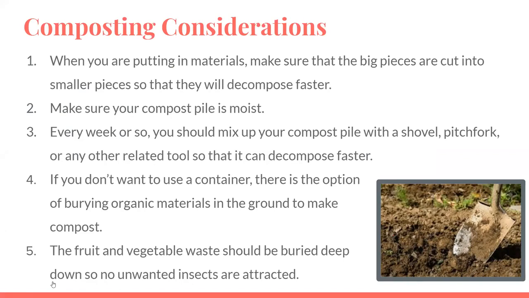so it can decompose faster. If you don't want to use a container, there's also an option to bury organic materials in the ground to make the compost. If you want, you can go ahead and do further research on that. The fruit and vegetable waste that you put in your composting bin should also be buried, for the best result, 10 inches deep, so that flies that you don't want around your composting container won't come around.